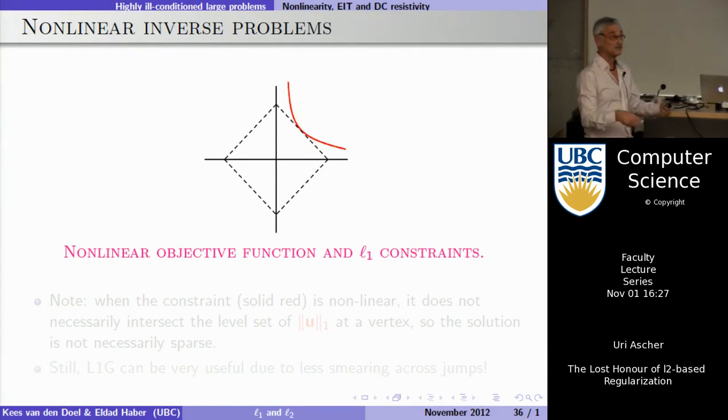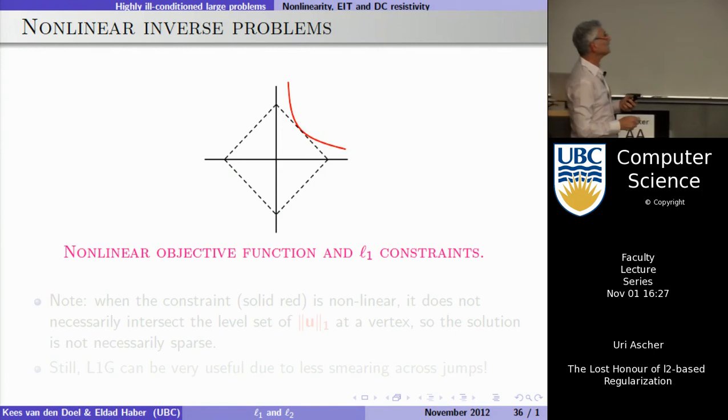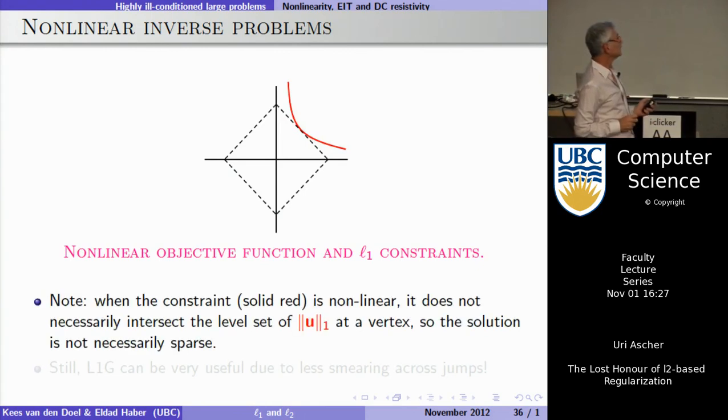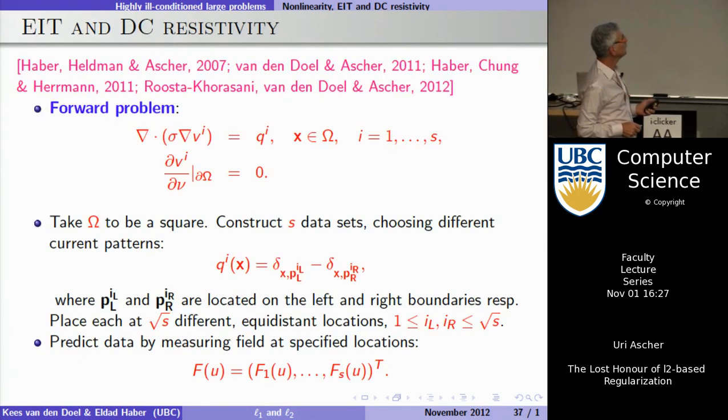Nonlinear problems get worse because now you cannot even expect anything from L1. If your objective function is not a straight line, then as it touches the constraints, it's not necessarily going to touch here or here, and therefore you don't necessarily expect sparsity anymore. What remains is L1G. L1G is still of interest because, once again, L2G smears discontinuities, L1G doesn't, or less. So we are going to look at L1G versus L2G and forget about L1.